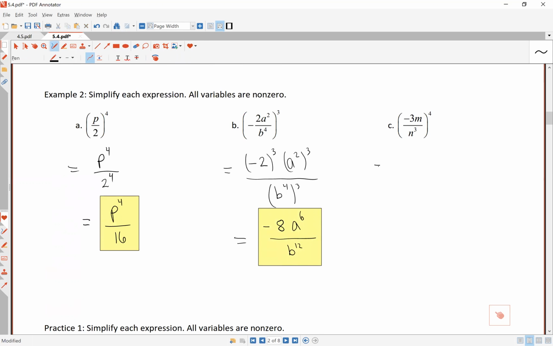Letter C, now we have a negative number raised to the fourth power. m to the fourth divided by n cubed, to the fourth. Negative 3 to the fourth power is 4 negatives and 4 threes; 4 negatives make a positive, and 3 to the fourth is 81. m to the fourth, and n cubed to the fourth is n to the 3 times 4, or n to the 12th.